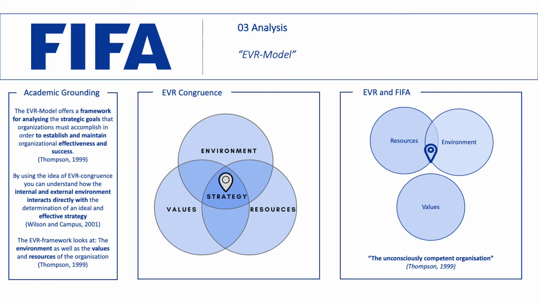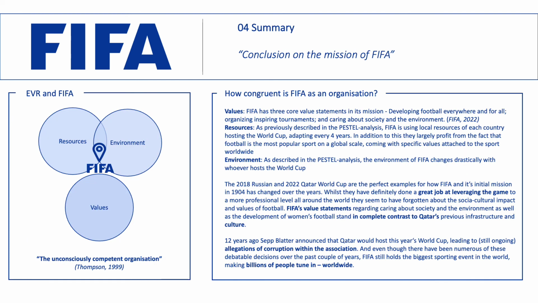As you can see on the slide, in the middle of it, the ideal scenario is called EVR congruence, with each of the three aspects being connected and overlapping. In this case, the ideal strategy for the organization would be right in the middle, a good mix of all three elements. In the example of FIFA, which you can see on the right, we've come to the conclusion that their values have constantly drifted further apart from how they are handling both their environment and resources, which is why we have characterized FIFA as the unconsciously competent organization, going by Thompson's literature from 1999. On our next and final slide, we'll give you a deeper explanation into why we took that decision and give you an overall summary and conclusion.